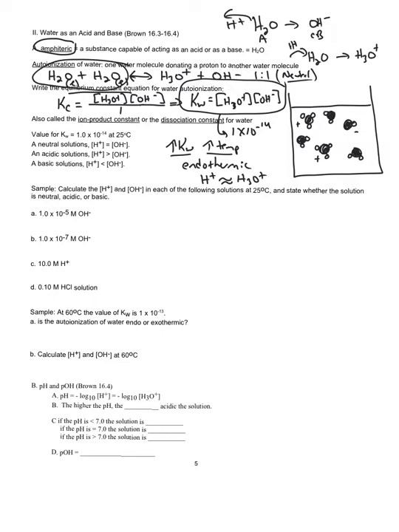Okay? Now, in an acidic solution, the amount of H plus in the solution will be greater than hydroxide ion. In a basic solution, it'll be the opposite. Hydroxide ion will be at a greater concentration. Because, again, as one goes up, the other has to go down in order for them to multiply to the same number. In a neutral solution, the amount of H plus and OH minus are equal.